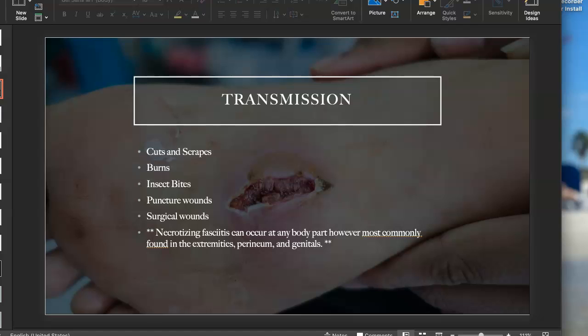Transmission of necrotizing fasciitis can be caused or transmitted via cuts, scrapes, burns, puncture wounds, surgical wounds, or insect bites. Necrotizing fasciitis can occur at any body part, however, most commonly found in the extremities, perineum, or genitals.